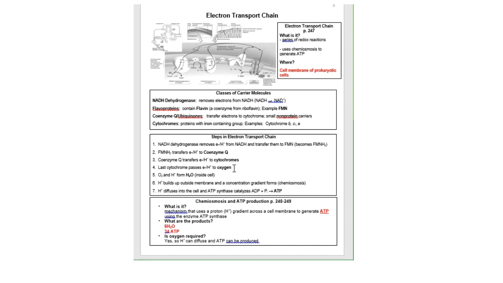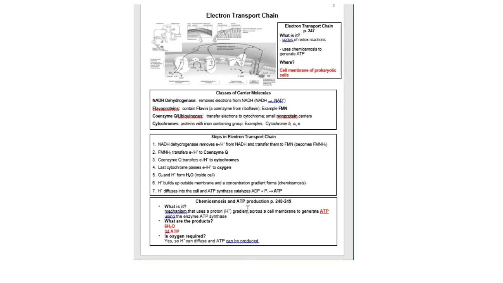We are discussing aerobic respiration. So what is called the final electron acceptor, the end of the line, is oxygen. Oxygen and protons, hydrogens, then are going to form water inside the cell, which we will explore more on the next slide. The hydrogens build up outside of the membrane and a concentration gradient forms. This is called chemiosmosis. Hydrogens diffuse into the cell, and ATP synthase, an enzyme, catalyzes the reaction of ADP combining with another phosphate to form ATP.